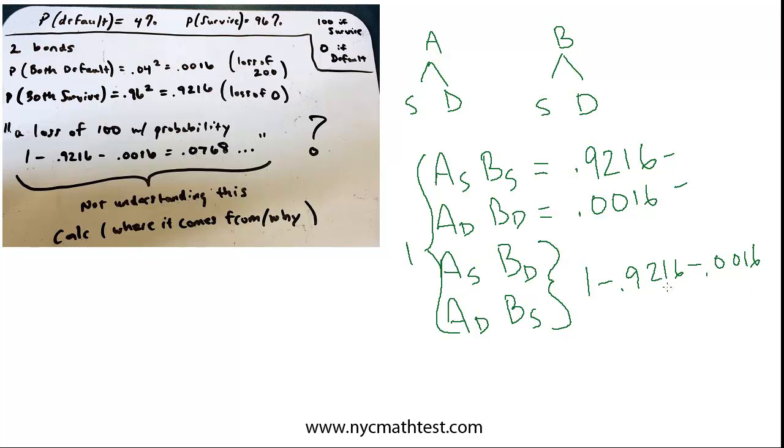Whatever that is, it's going to be about 8%, say. Oh, you have it there. It's over here: 0.0768. That is the rest of the sample space, and that's the probability of one of them defaulting and one of them surviving.